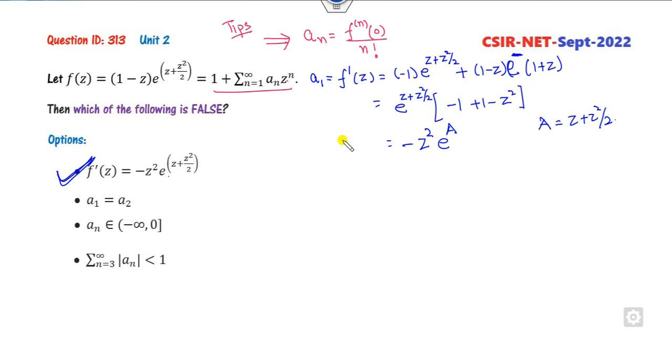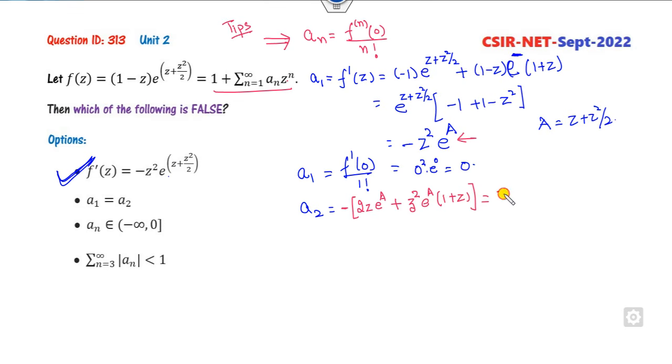Fine. So now what is a1? If you want to find the value of a1, then we have to take f'(0) over 1 factorial. What is the value at 0? Zero raised to the power 0 is 0, so 0 square e raised to the power 0 is 0. A1 will be 0. What is a2? Now I can differentiate this: minus 2z e raised to the power a plus z square e raised to the power a times the derivative of a, which is 1 plus z. So I can take z common, and e raised to the power a common. What is that?